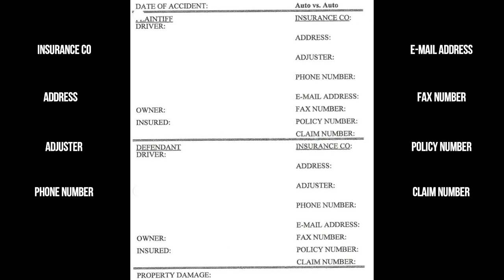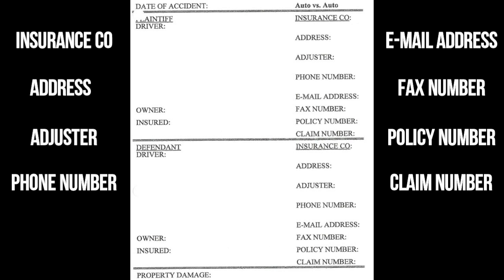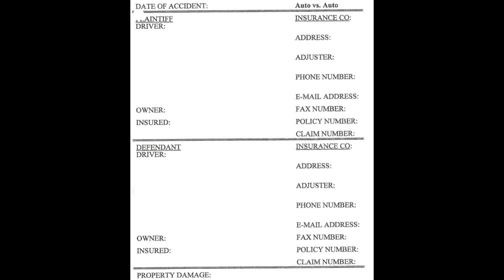Now, on the right side, it says insurance company, address, adjuster, phone number, email address, fax number, policy number, claim number. Underneath, the defendant driver, the adverse party's information, also owner, insured, and the insurance information. Underneath is property damage, health insurance, treating doctors, and when you last revised this information, because every time there's new information, you should revise this document in your file.